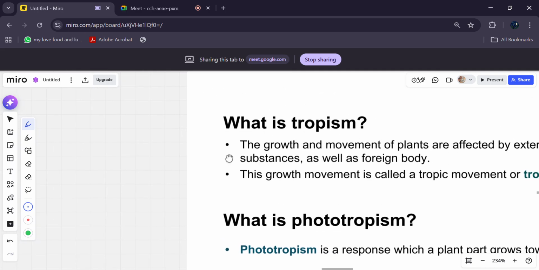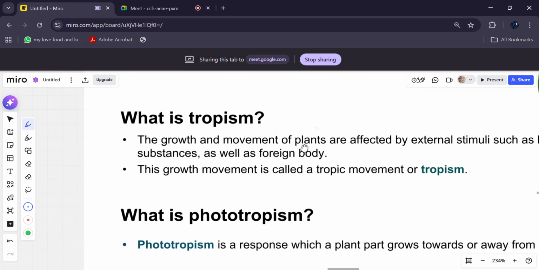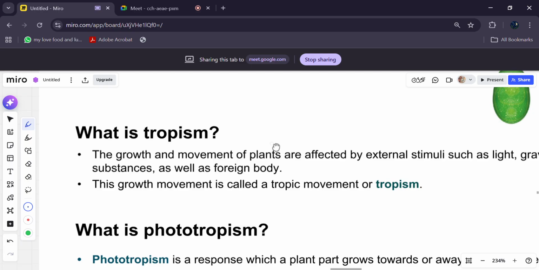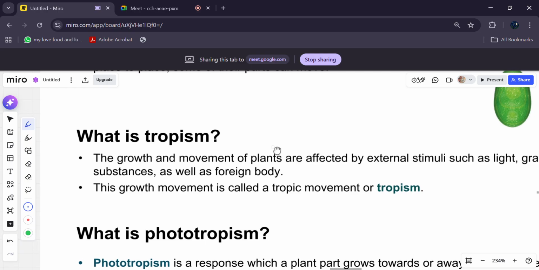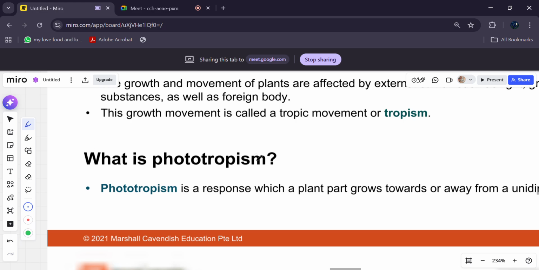So tropism is the growth movement of plants. If a plant part moves towards the stimulus, it is said to show positive tropism. And if a plant part moves away from the stimulus, it is said to show negative tropism. And tropism has two types: phototropism and gravitropism. As the name suggests, phototropism, remember when I said photo means light?